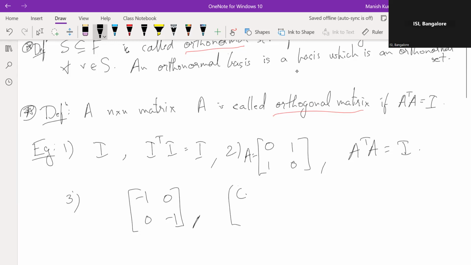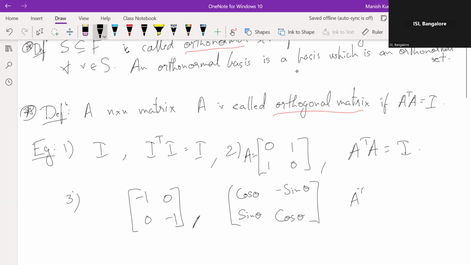Yeah, so you can do cosine theta, minus sine theta, sine theta, and so on. So this is sort of a rotation by angle theta or minus theta, depending. So this is probably a rotation by angle theta. Now you can check whether it is a rotation or not, but you can obviously check this.